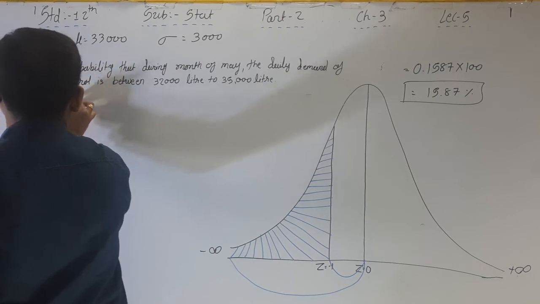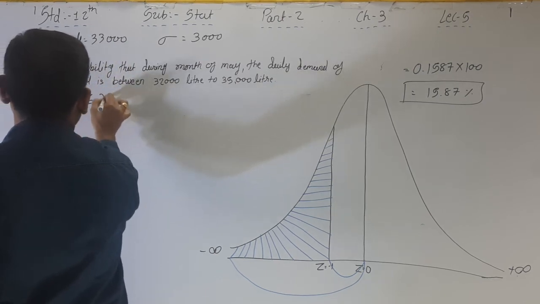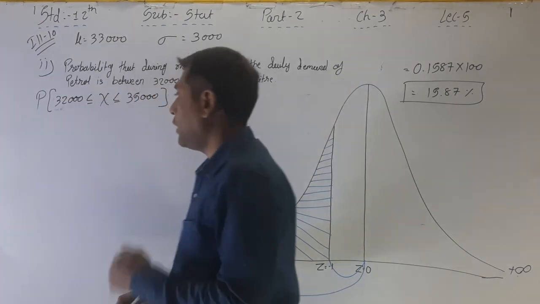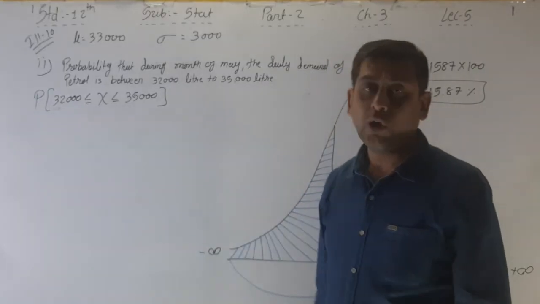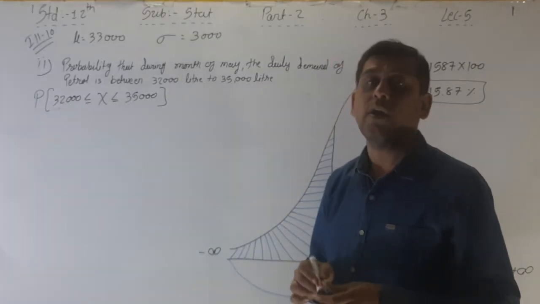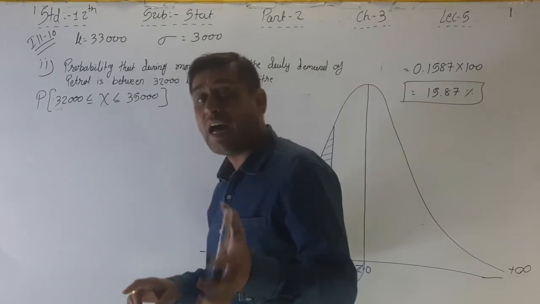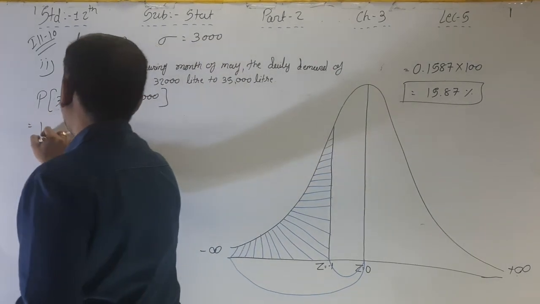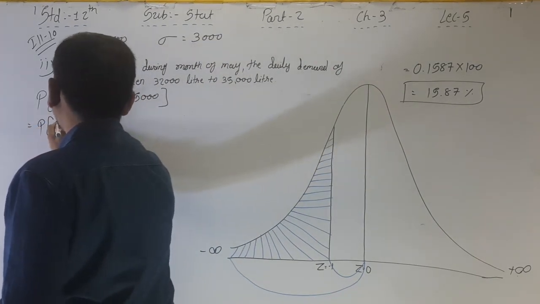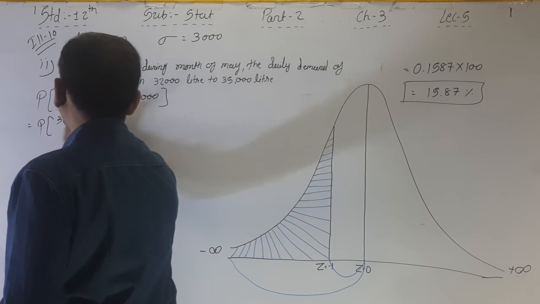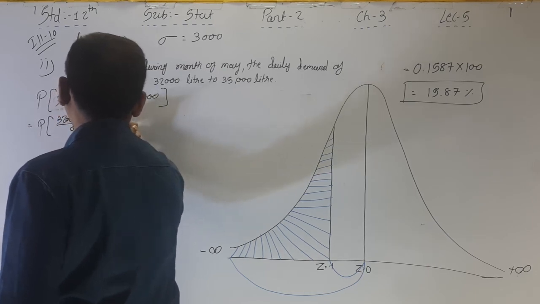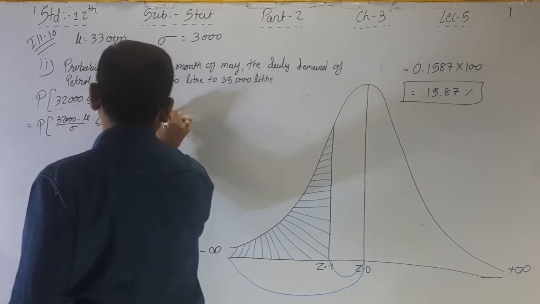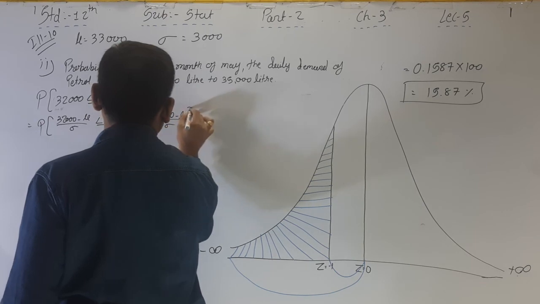32,000 less than or equal to x less than or equal to 35,000. So the value is between 32,000 to 35,000. Normal variable x is between 32,000 to 35,000. Now we have to convert normal variable into standard normal variable. Okay, so here it is equal to P of 32,000 minus mu upon sigma less than or equal to x minus mu upon sigma less than or equal to 35,000 minus mu upon sigma.